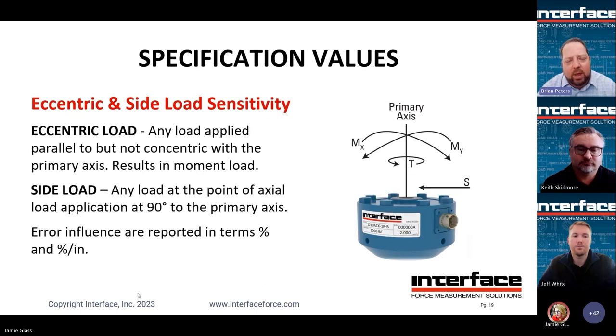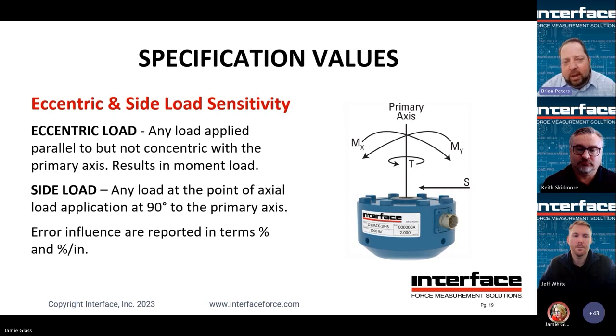Eccentric and side load sensitivity. So you'll find this on many of our products, or actually all of our products that are moment compensated. In particular, our low profile pancake load cells, for those of you familiar with Interface products, are 1000, 1100, 1200, 1600, 1800, 5200. We'll specify how sensitive the sensor is to non-primary axis loading, right? So for an axial load cell, it would be bending moments, it would be a torsional load perhaps, or a side load. So side load perpendicular, and eccentric, anything not perfectly concentric with the axis. So these are in percent or percent per inch. So pay close attention to that.